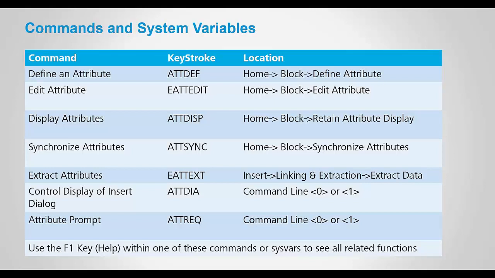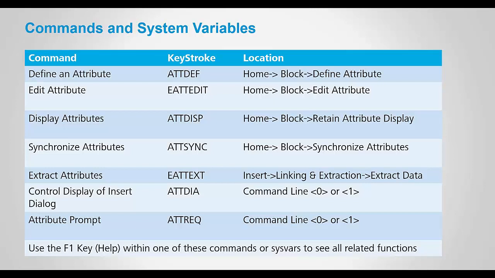And then we have some system variables. ATTDIA, that's for attribute dialog. So when you insert a block which has attributes attached, you are prompted for values for those attributes on the command line if ATTDIA is turned off or set to 0. If you have it set to 1, which is the default nowadays, then you get a dialog displayed.